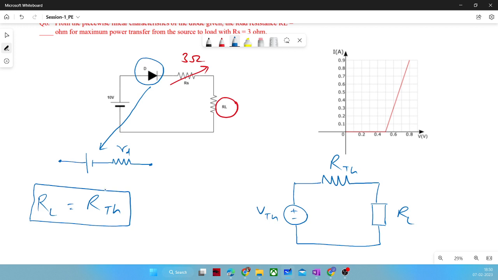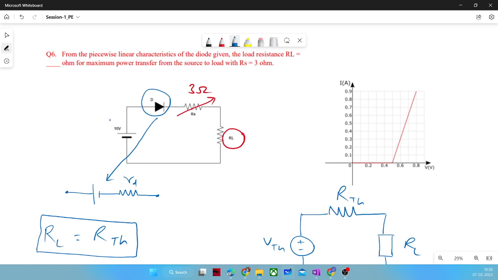Okay. So if we need to find out the value of RL to obtain the condition for maximum power transfer, we need to find out the total resistances, right? And for total resistances, RS is given. We just need to find out the dynamic resistance of the diode. Does anyone have an idea how to obtain dynamic resistance from this problem?